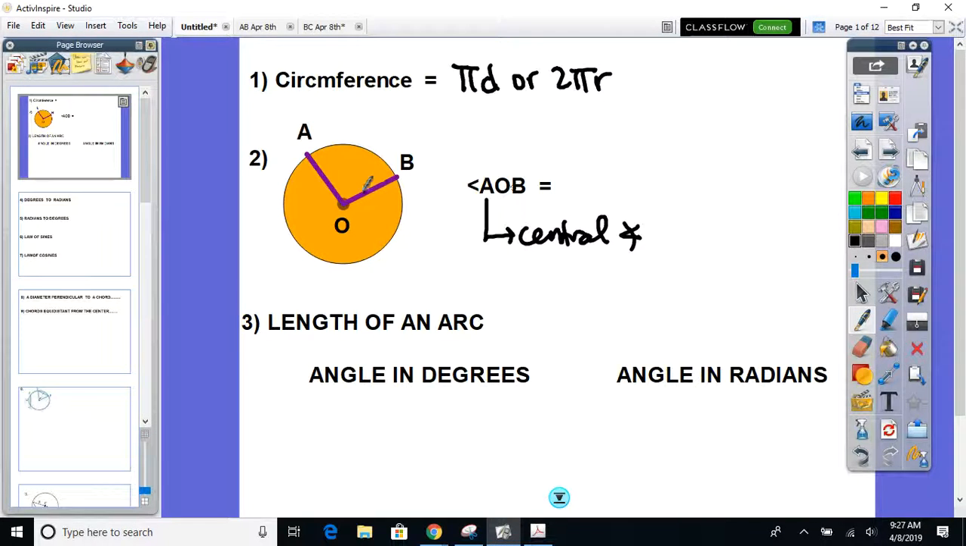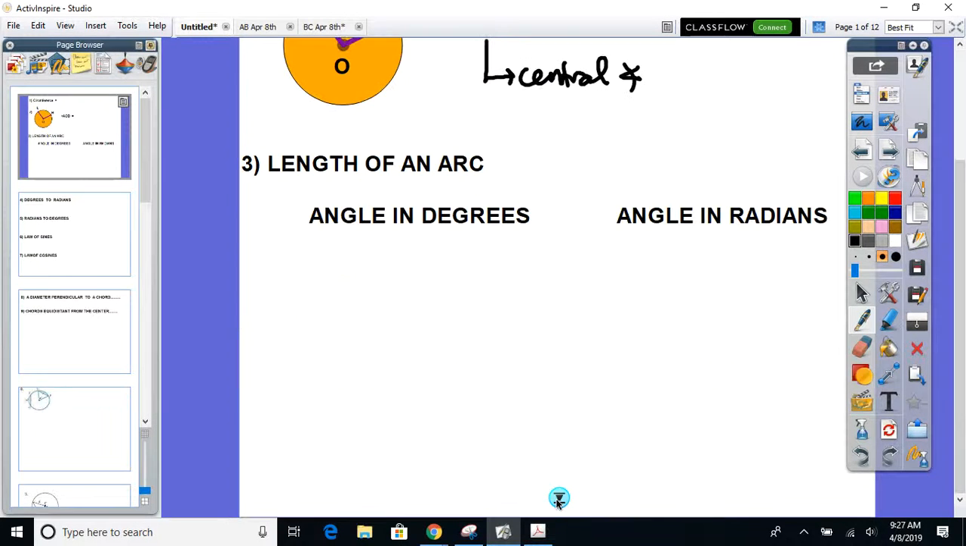Angle AOB. How do I find this angle? This angle will be the same as arc. Which one? Name the arc. AB. Everybody good there? We're all good. All right, moving on. That's only 2 facts right there.